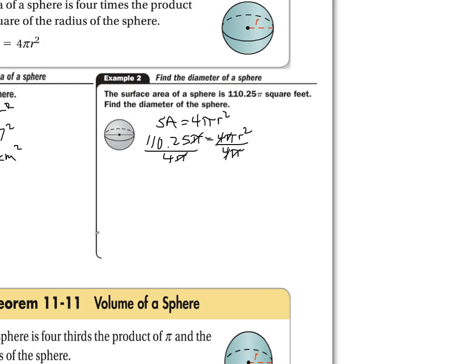These 4's cancel. And r squared is going to equal, if I take 110.25 divided by 4, rounded to the nearest tenth, 27.6. When I take the square root of that, I get 5.3. Okay, so the radius is 5.3. If the radius is 5.3, the diameter is 2 times that, which in this case is 10.6 feet long.